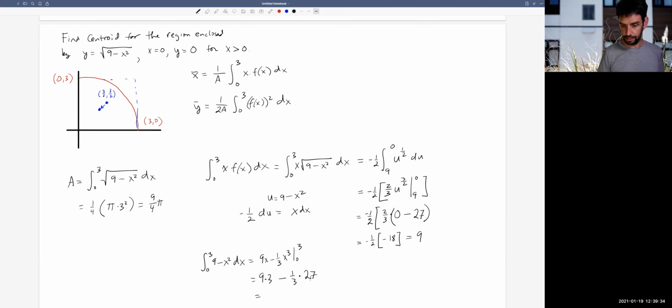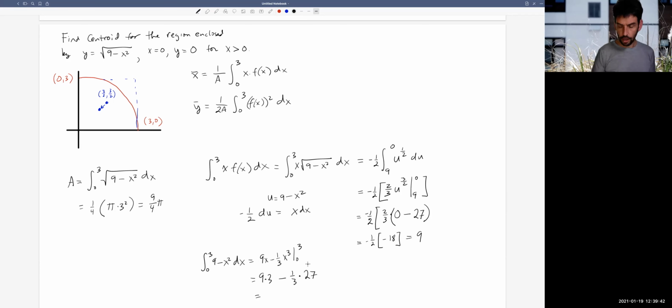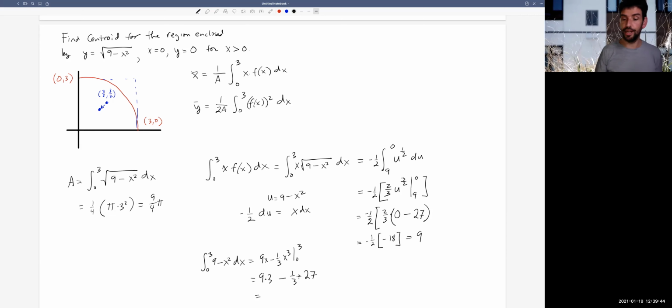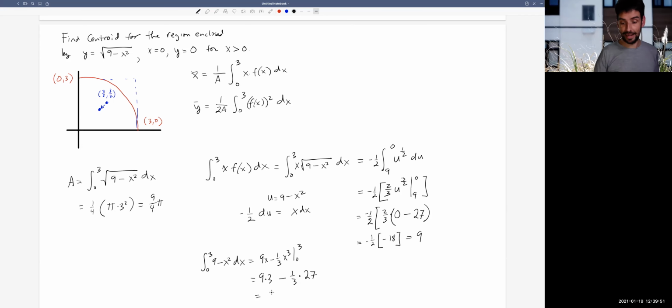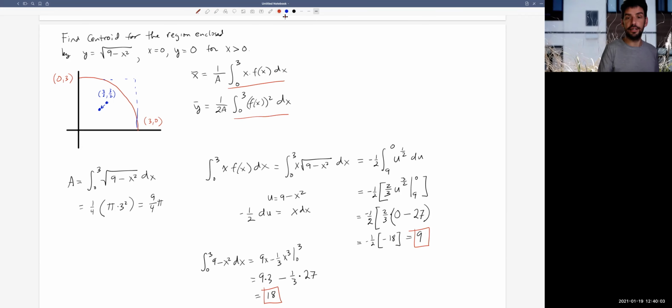Oh, sorry, I'm doing this wrong in my head. 1/3 times 27 is 9, not 18. I was wondering why this wasn't working out. So we get 27 minus 9, which gives us 18. Okay, so now let's bring these back up here. So we have these two numbers, 9 and 18, for the integrals here and here.